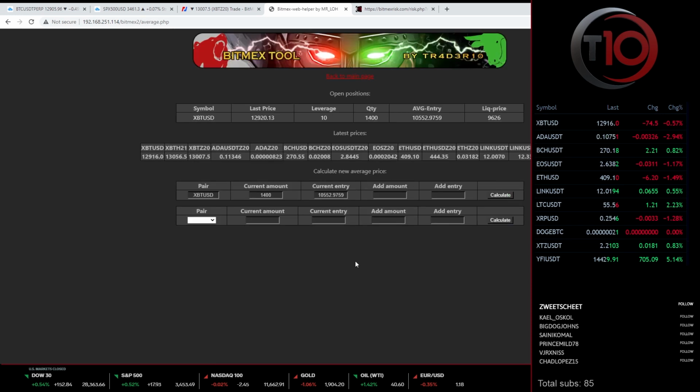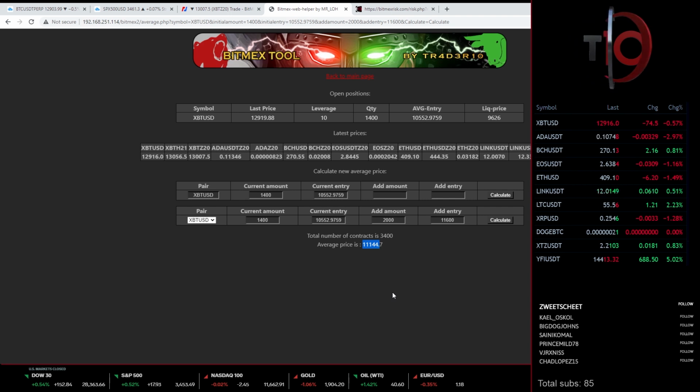Calculate average entry. So this is the current position. Let's say I want to add 2K contracts at 11,600. The new position size is 3,400, and this is the new average entry. So you might want to move your stop loss above this one if you are adding to a position.